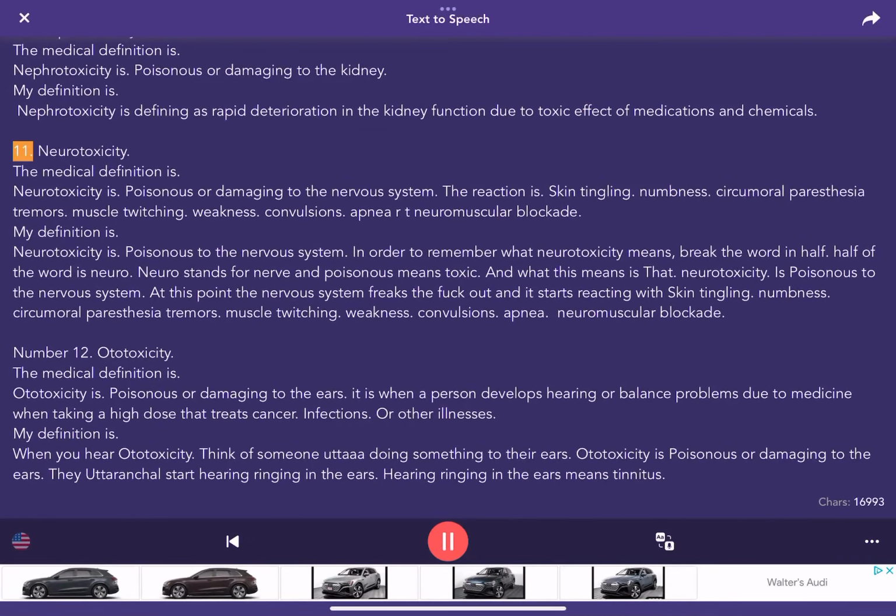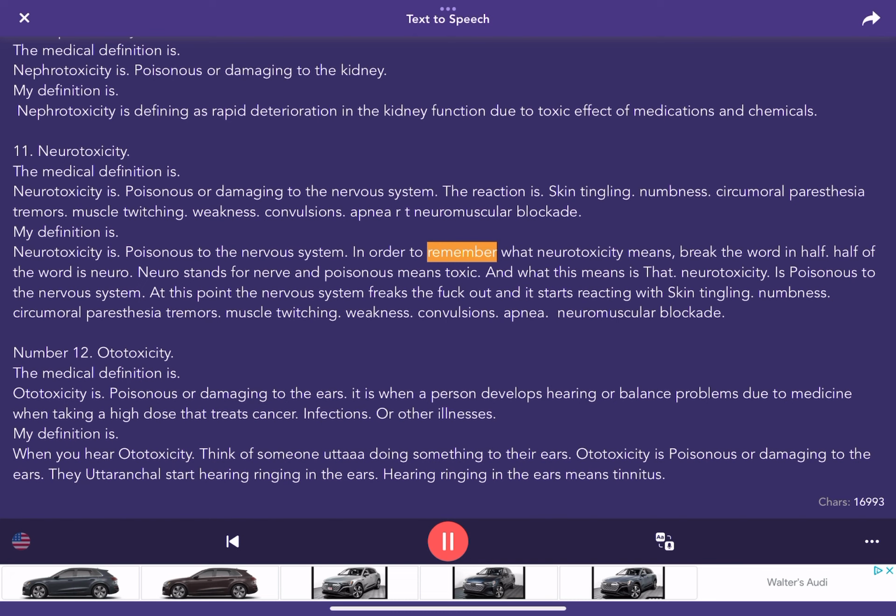Number 11. Neurotoxicity. The medical definition is: neurotoxicity is poisonous or damaging to the nervous system. The reaction is skin tingling, numbness, circumoral paresthesia, tremors, muscle twitching, weakness, convulsions, apnea, RT, neuromuscular blockade. My definition is: neurotoxicity is poisonous to the nervous system.